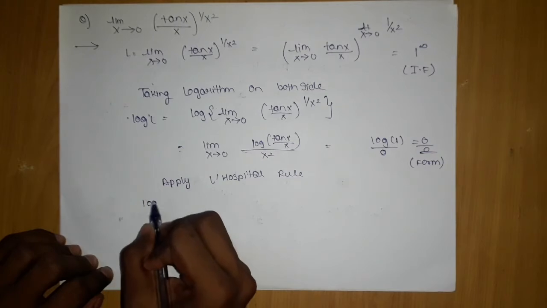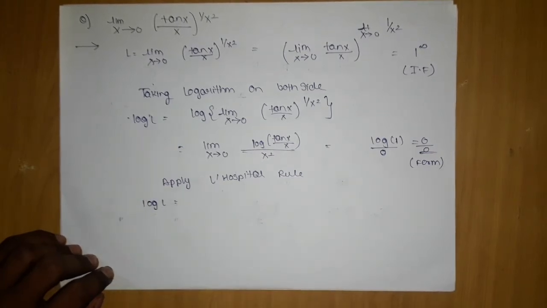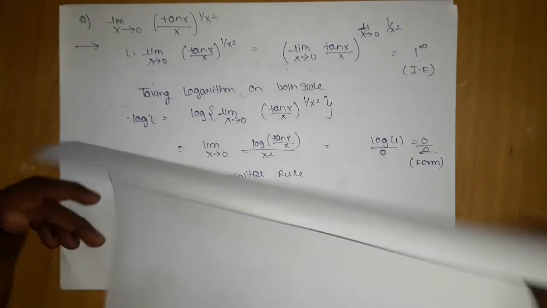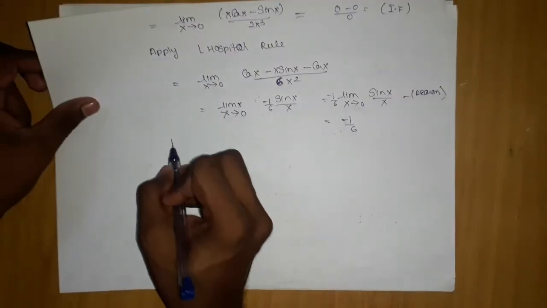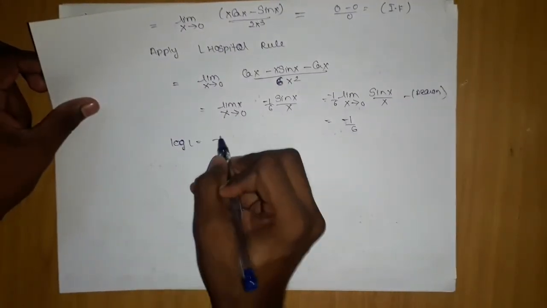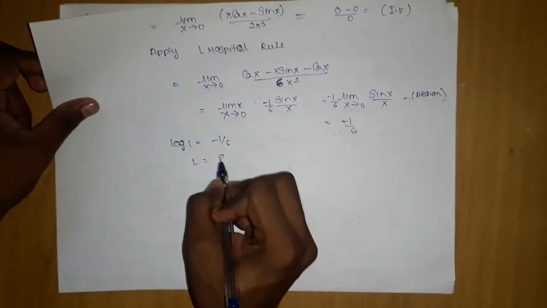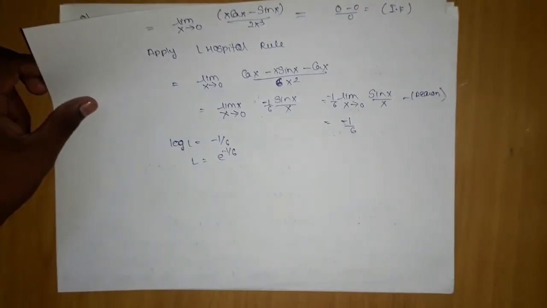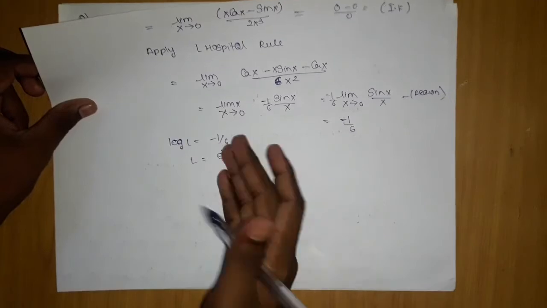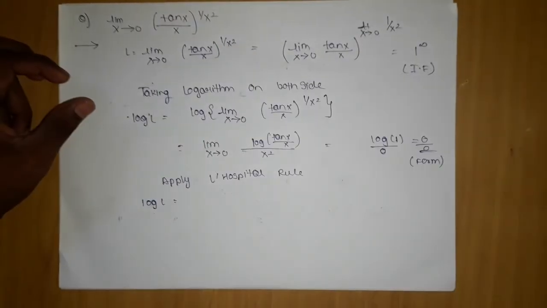If we apply L'Hopital's rule, we are getting... Okay, in the last problem, I forgot to mention one thing. Here it is log L, and we are getting 1 by 6. L will be e power minus 1 by 6. In each problem, you have to write the question and then place it is equal to e power minus 1 by 6.